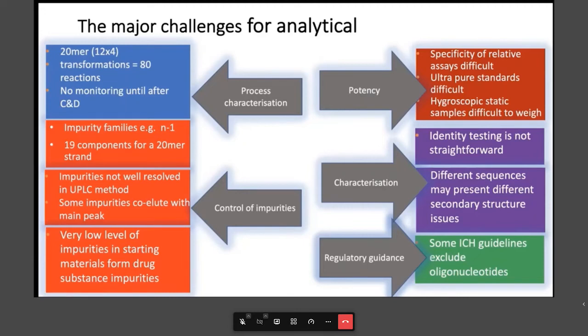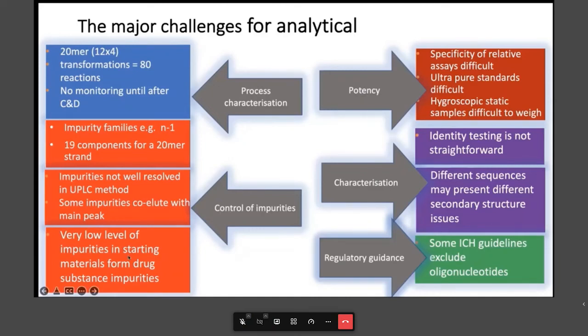We know that our impurities come in families, so when we talk about an N-1, a failure in the sequence due to chemistry, that potentially could be 19 components for a 20-mer. We know that many impurities are not well resolved, and many impurities collude with the main peak rather than being 3 or 4 impurities that we beautifully separate. We do not have that luxury. We do not have that degree of fidelity in our analytical methods.